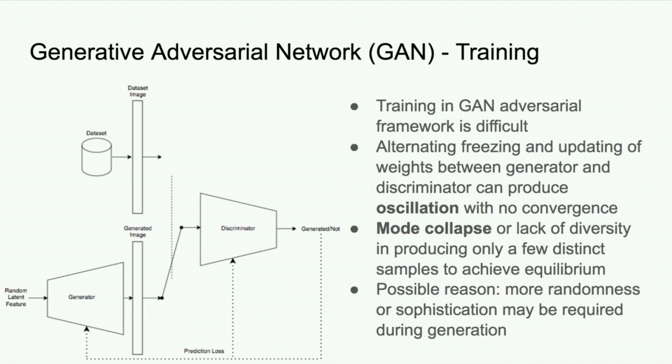Training in such an adversarial framework is difficult. The alternating freezing and updating of weights between generator and discriminator can produce oscillation with no convergence. Another issue encountered is mode collapse, or lack of diversity, producing only few distinct samples to achieve equilibrium. This often occurs once generator stops learning when it falls behind the discriminator. One possible reason is that there may be more sophistication or randomness required during the generation process. This is addressed by the next approach, the diffusion models.